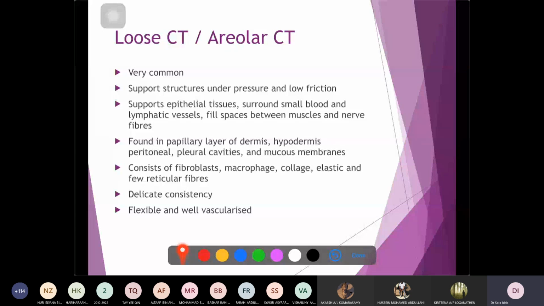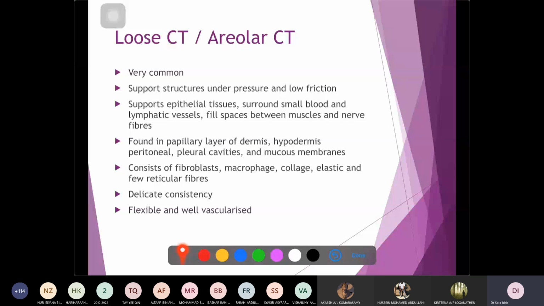Specifically, you find it in the papillary layer of the dermis. I hope you know that the dermis will have different layers, or if you don't know yet, you'll have a skin lecture soon. The dermis has a papillary and a reticular layer, and the papillary layer is the most superficial layer. Then you find it in the hypodermis, in the peritoneal and pleural cavities, and the mucous membrane. So you find it in a lot of spaces.